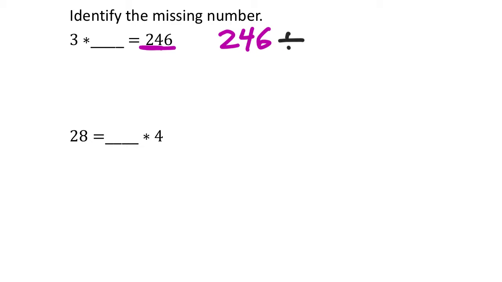And the one we know is the 3. So I'm just going to show this is 246 divided by 3. And this should equal the blank from the multiplication problem. And yes, this is nice because it's more direct.